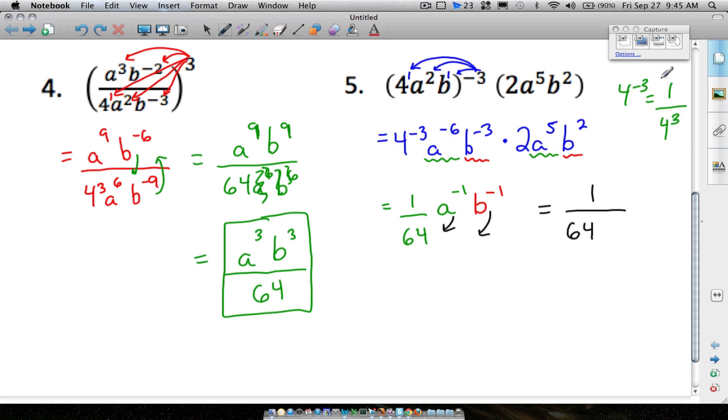The 64, that was from what I mentioned back here, and now we have an A and a B. And what you can do is you don't have to put the 1s there, because that's understood to be A to the positive 1, B to the positive 1, since we did shoot these down to the bottom. So that's our answer for number 5. On to the next problems.